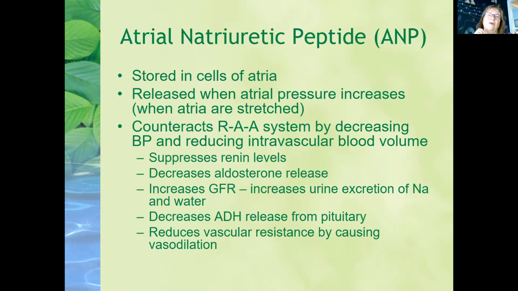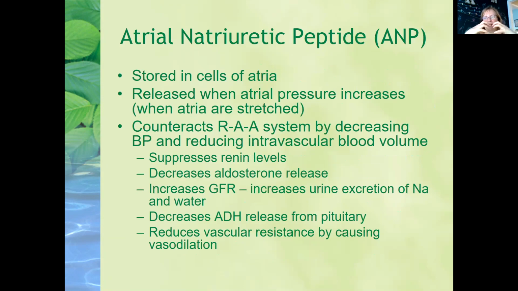That's stored in the cells in our atria, right? Remember, we've got two atria and two ventricles in our heart. The atria are those two upper compartments, and in the cells of those atria we have that ANP. When atrial pressure increases, which happens when our atria are filled with more blood than usual and are stretched, the ANP is released.